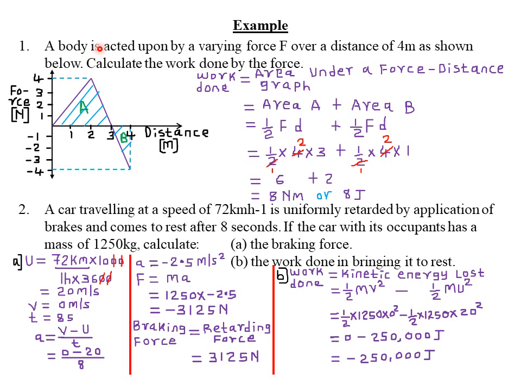So question 1: a body is acted upon by a varying force F over a distance of 4 centimeters as shown. Sorry, this should be 4 meters. Over a distance of 4 meters as shown below. We are required to calculate the work done by the force.